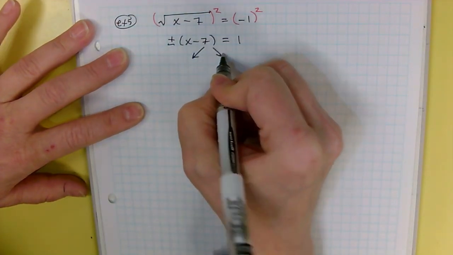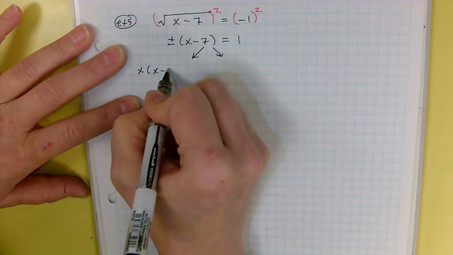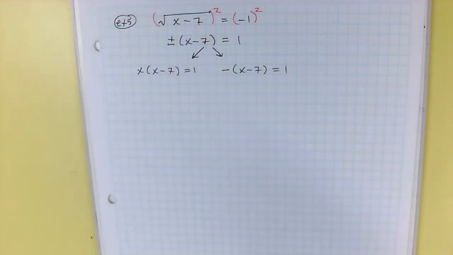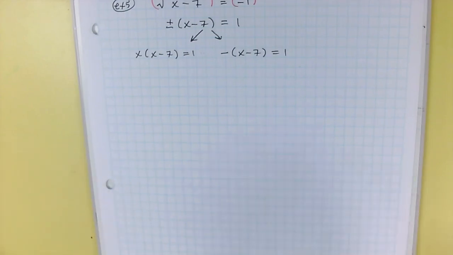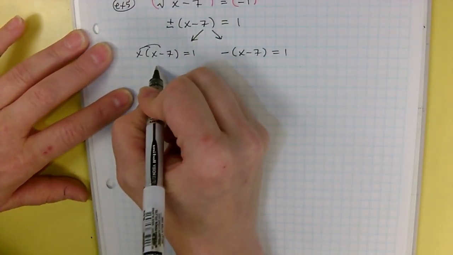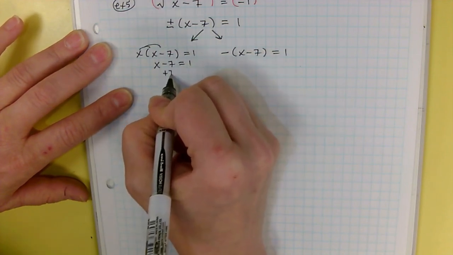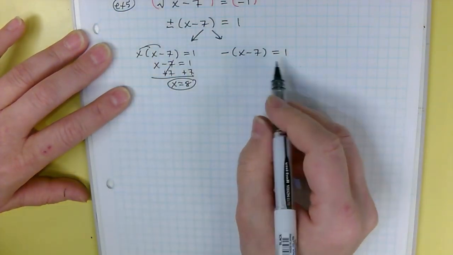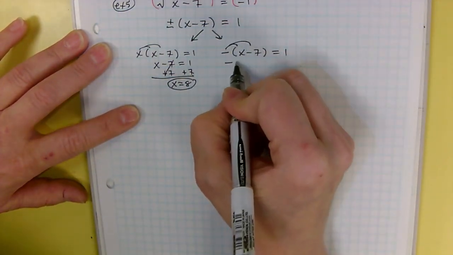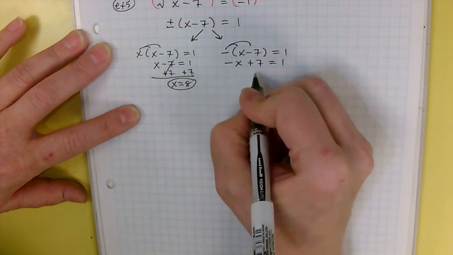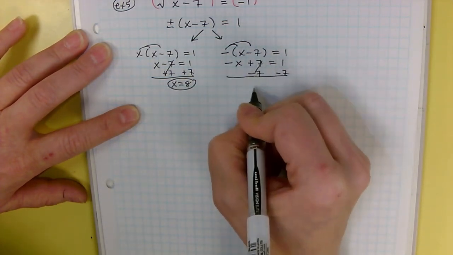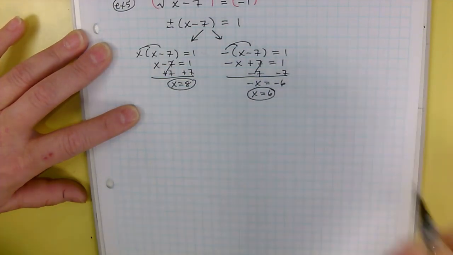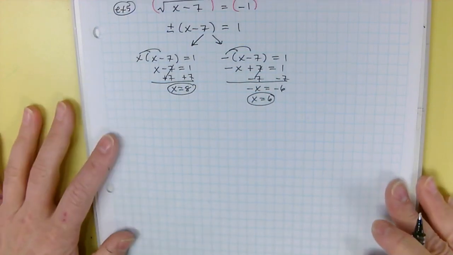So on this one, you need to split it, where you have a positive x minus 7 equals 1 and a negative x minus 7 equals 1, just like we do with absolute value solving. So the positive doesn't change anything. So x minus 7 equals 1. We add 7 and we get x equals 8. On the second one, we distribute the negative. So negative x plus 7 is 1. Subtract 7 over to the right. Negative x equals negative 6. So x equals 6.